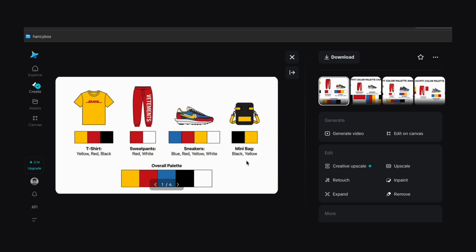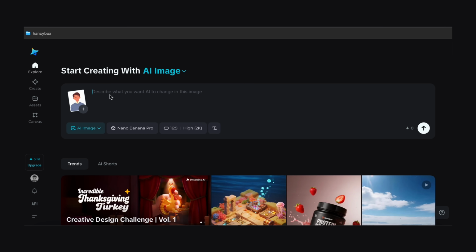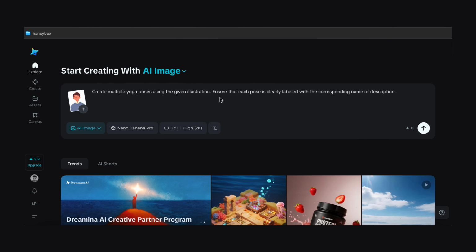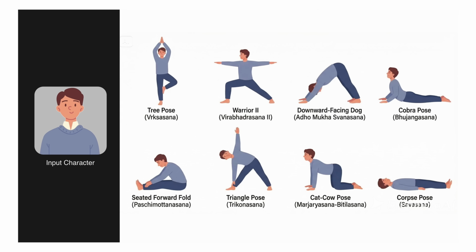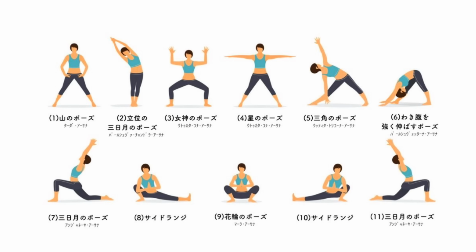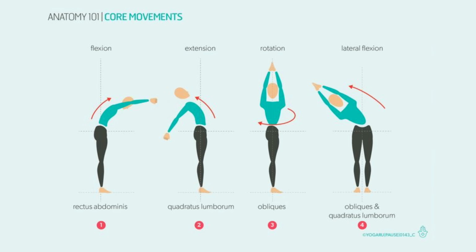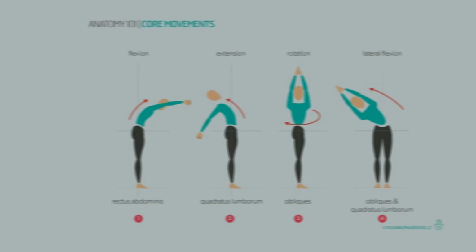So now let me show you another example. So I have added a vector image and I will give a prompt like: create multiple yoga poses using the given illustration. Ensure that each pose is clearly labeled with the corresponding name or description. And you will get this kind of character pose pack, or other similar activity you can generate. So basically it's a one-click solution with AI that takes hours on Photoshop and manual hand drawing. Let me show you another example.